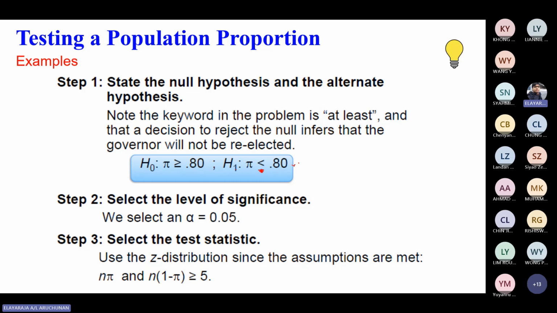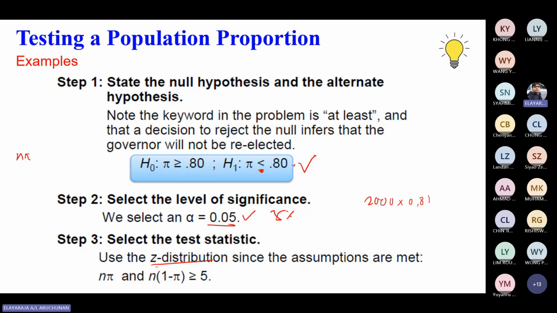The second step is to set the level of significance. We choose a 5% significance level, so the alpha value is 0.05. The third step is to select the test statistic. Since n times pi is 2000 times 0.8, it is greater than 5, so we choose the z distribution. We use the z distribution.